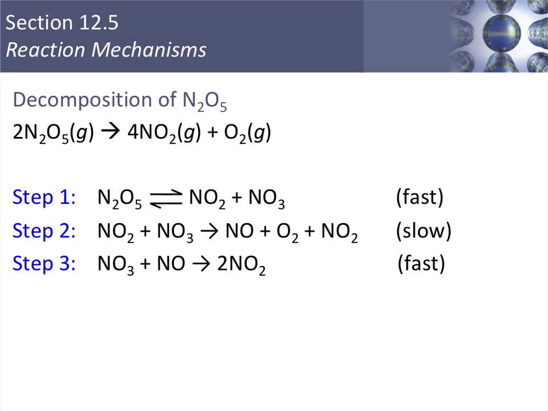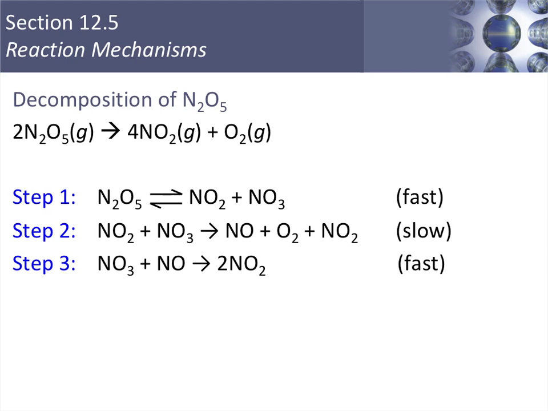So here we have a reaction that we've looked at before. This is the decomposition of N2O5 to yield 4NO2 plus O2. And we also have listed a proposed mechanism. In other words, this is a way that it's thought that this reaction might take place that is consistent with experimental data.